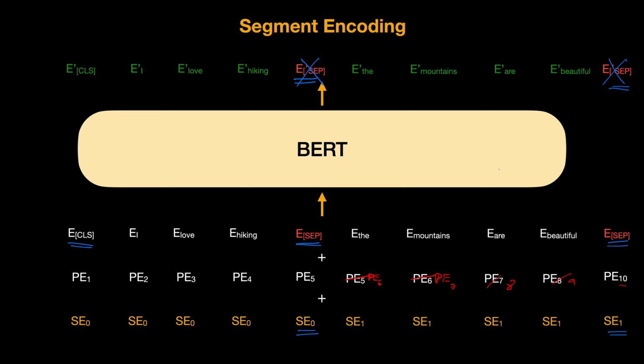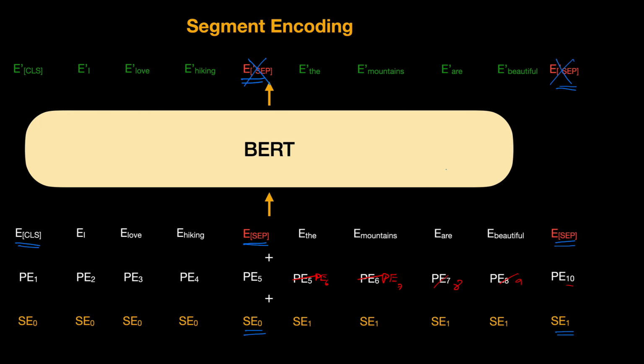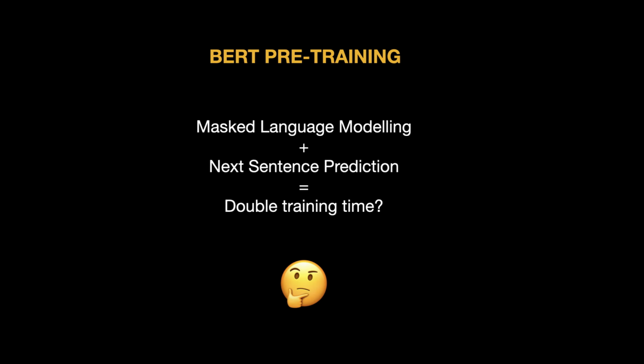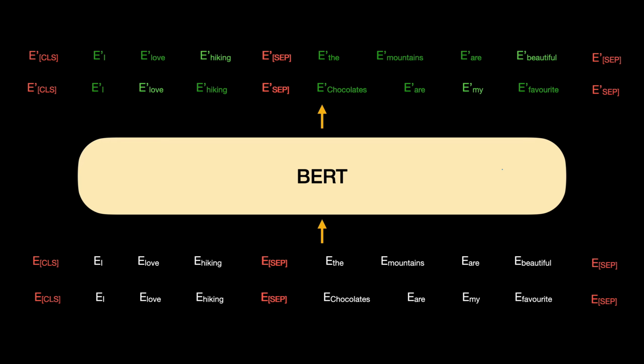Now that we have explored both pre-training tasks, that is masked language modeling and next sentence prediction, you might wonder, Jay, does it mean that the model needs to be trained on these tasks one after another? Wouldn't that double the training time? And that's a great question. The answer is no, we don't have to train them separately. Instead, we combine both the tasks into a single training process. But how do we do that?